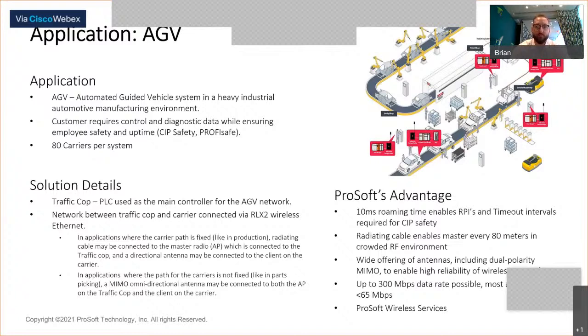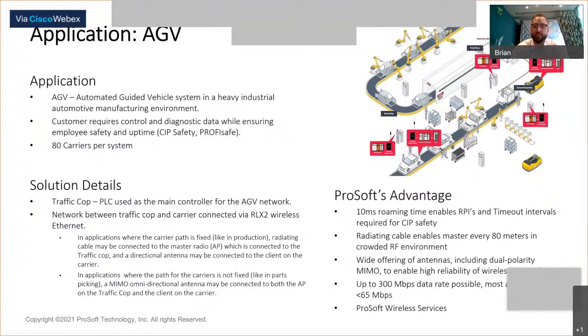So in discrete manufacturing applications, there could be tens of mobile robots that require connectivity through the plant. In a logistics environment, there could be hundreds. So these are big applications, but no matter the size of the application, the details of the solution are generally the same. You have a traffic cop, which is the main controller for the network, connected to several access points throughout the application, and you have a compact PLC on board the mobile machine with a client radio. Oftentimes, these radios would leverage MIMO omnidirectional antennas, but in certain environments, it may be more beneficial to use radiating cable with the access points.